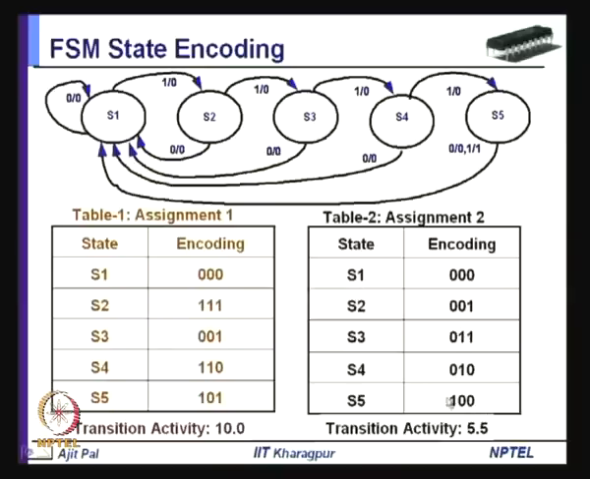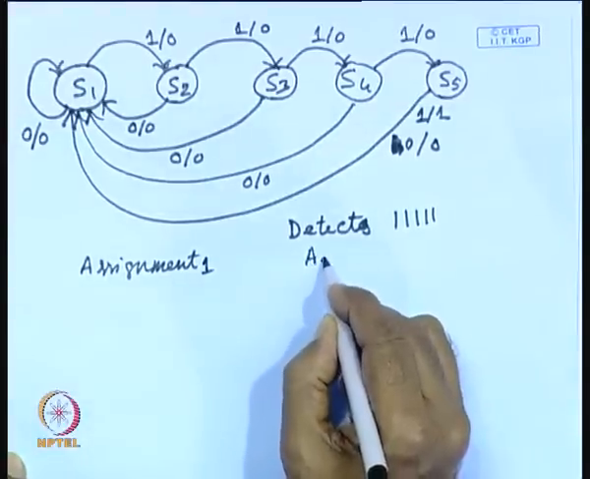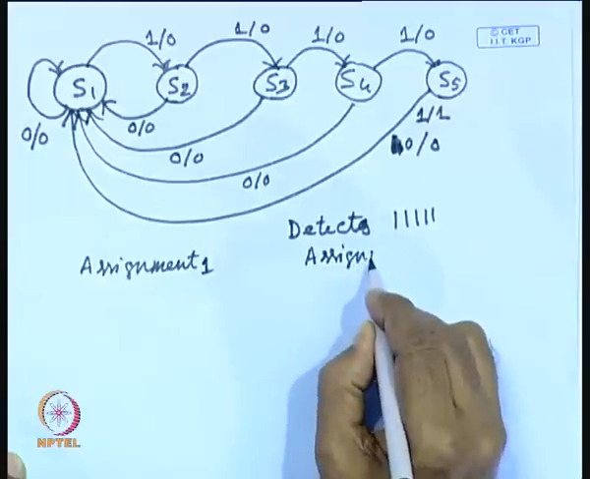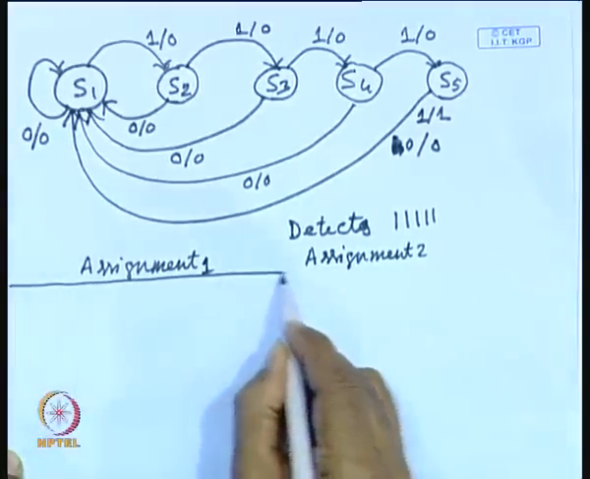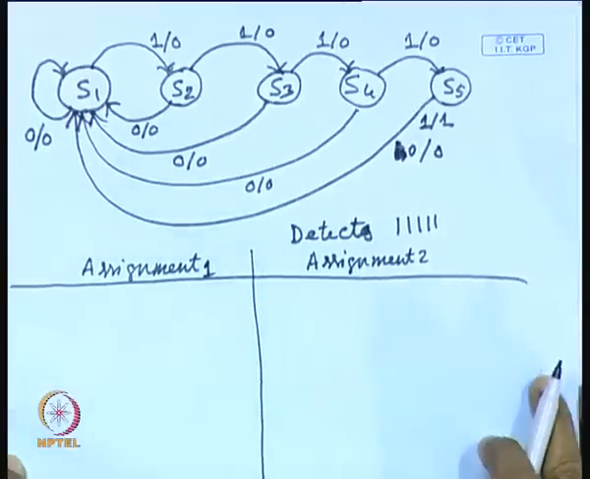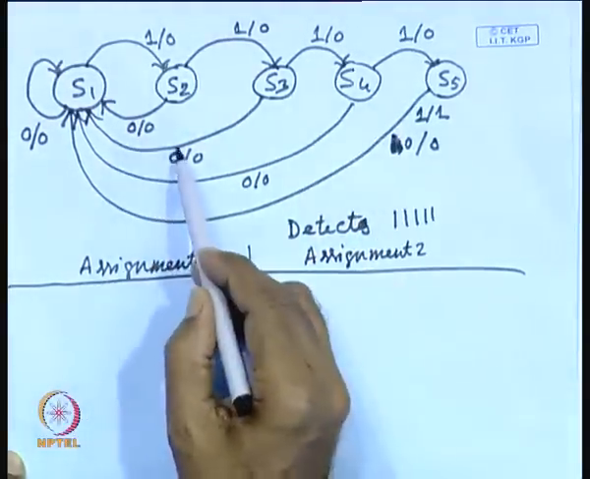In this particular case, the switching activity, the transition activity parameter gamma that I have told you about earlier, has a value of 10 for assignment 1, and 5.5 for assignment 2. Let me show how I have obtained that. This corresponds to assignment 1, and let me write down another table. This corresponds to assignment 2. As you can see, there are 9 possible transitions, 1, 2, 3, 4, 5, then 6, 7, 8, 9.